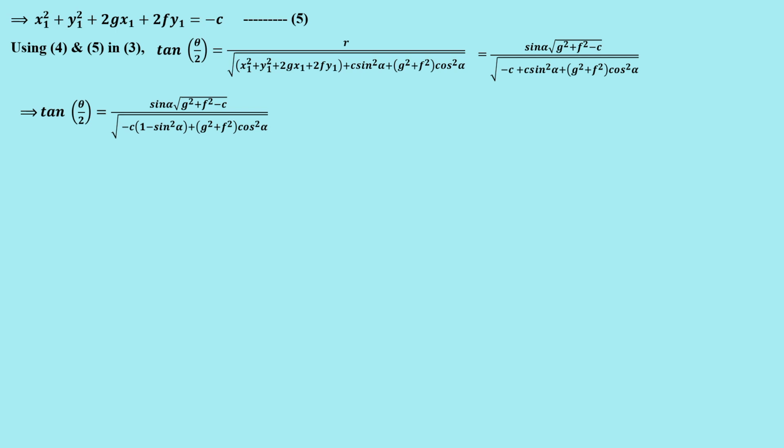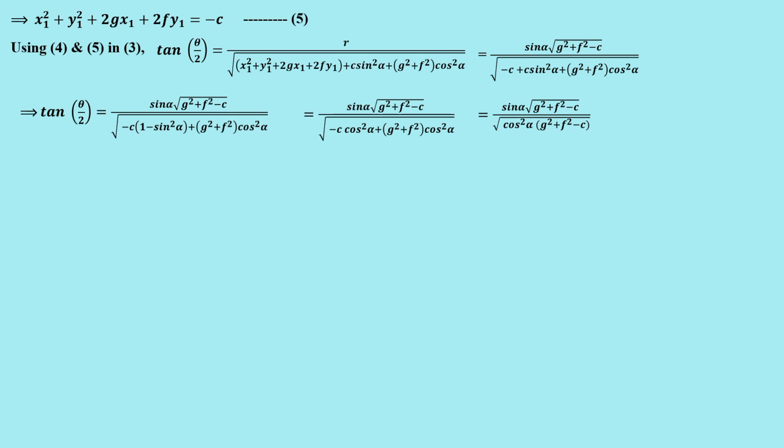We are taking minus c outside from the first two terms inside the square root: minus c into 1 minus sin square alpha, plus g square plus f square cos square alpha. So that is equal to sin alpha root of g square plus f square minus c divided by the root of, since 1 minus sin square alpha is cos square alpha, minus c cos square alpha plus g square plus f square cos square alpha. That is equal to sin alpha into root of g square plus f square minus c divided by root of cos square alpha.